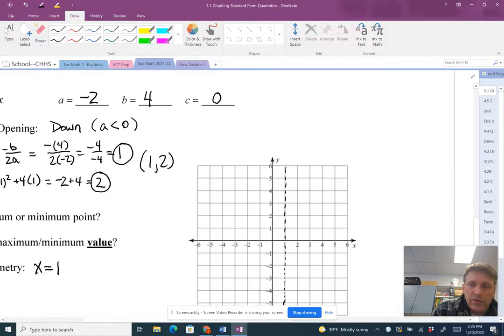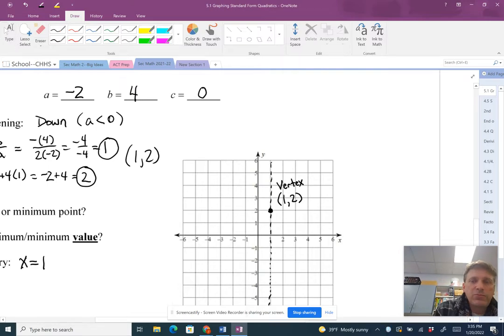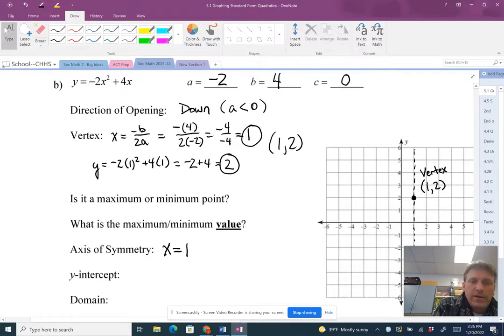So I'm going to go over here. I'm going to mark my vertex 1, 2, and that's our vertex. It's either going to be the highest point or the lowest point. And since it opens down, that means there's no point higher than that. It is a maximum. And what is the maximum value? The maximum value, y equals 2.